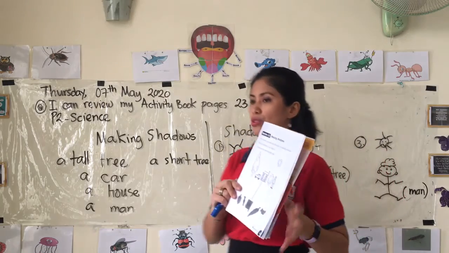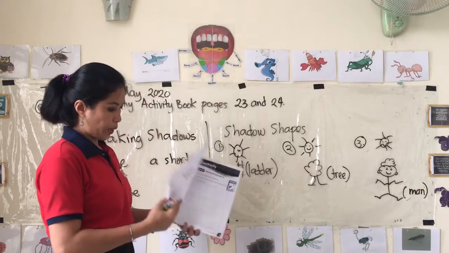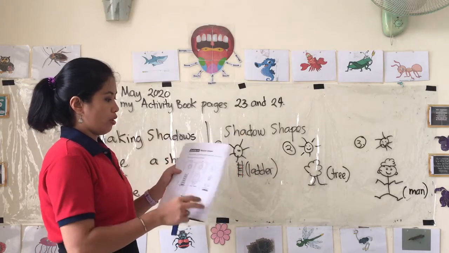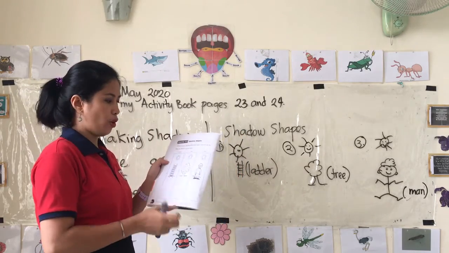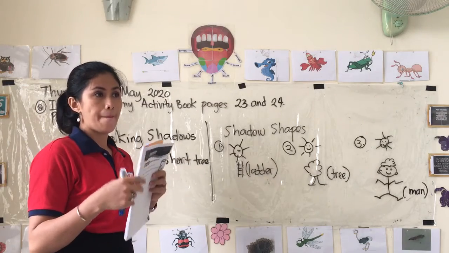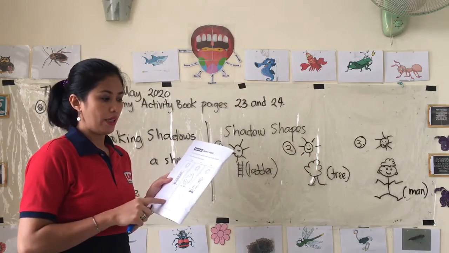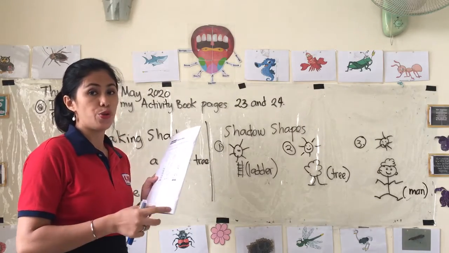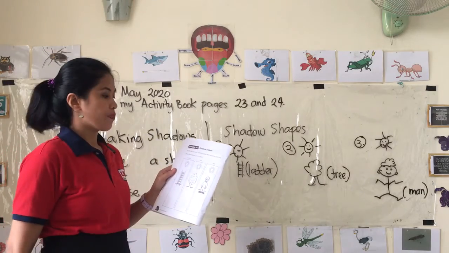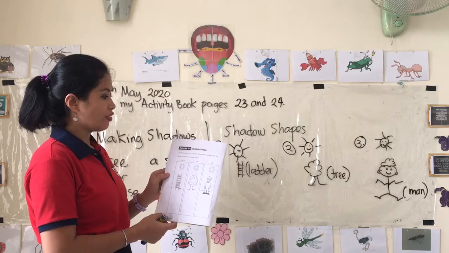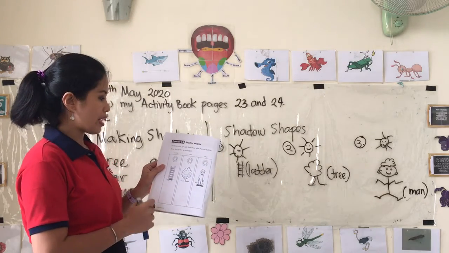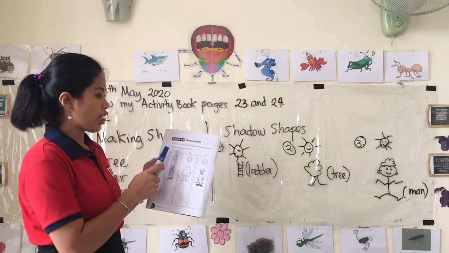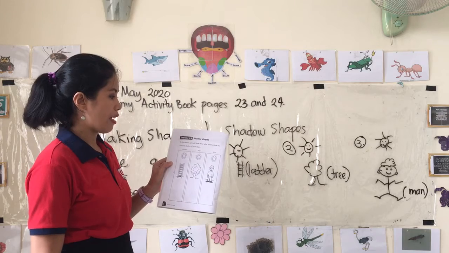Now let's move on to page 24 of your science activity book. Usually I will write the answer in the book, but I think some of you don't have a book with you, so I'm just going to take a picture of this and share it so you can edit it and do your work. So now let's have the shadow shapes. In this exercise, you will think about what shadows look like, and then draw the shadow of each object.